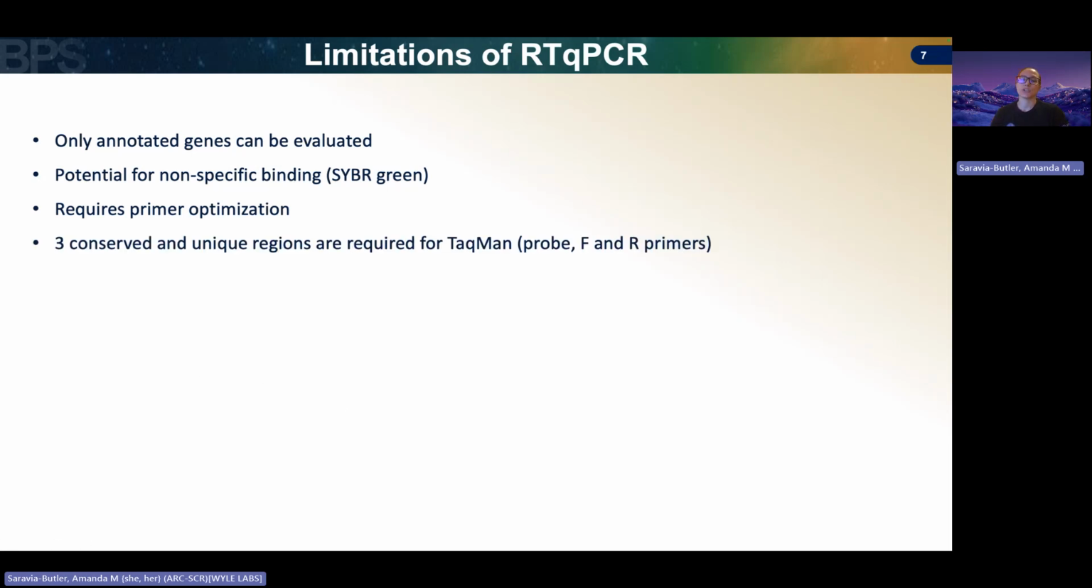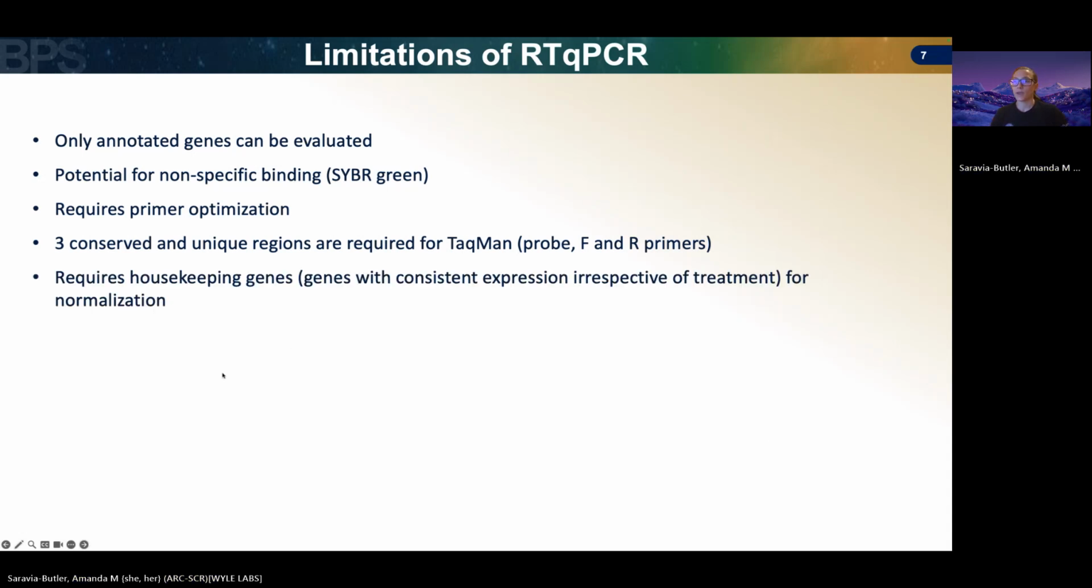For the TaqMan approach, instead of having two conserved regions, the two priming regions flanking your target region, you're also going to need to find a third region somewhere in between your two priming regions that's going to be unique to your gene of interest for that TaqMan probe. And also, as I mentioned, this is going to require some housekeeping genes. Those are genes that will not change expression under the treatment that you're testing, so that you can use the amount of expression of that gene to normalize for your target genes of interest.